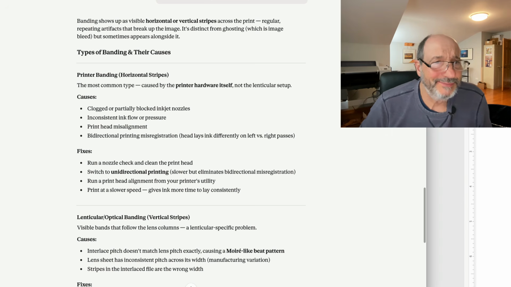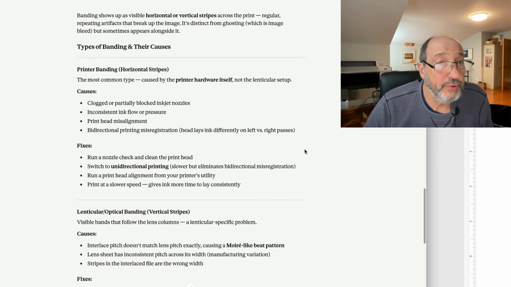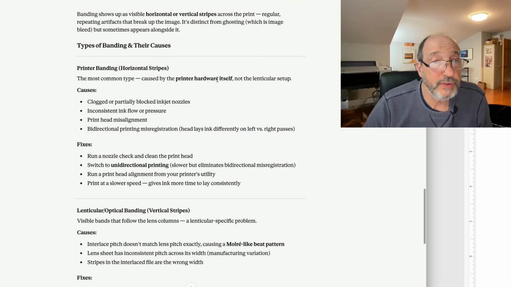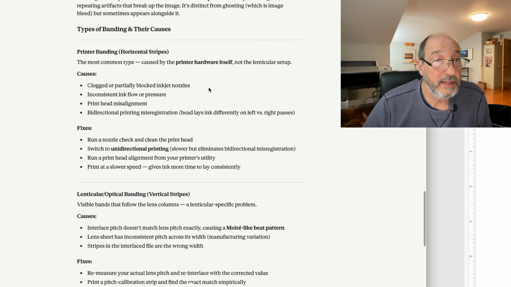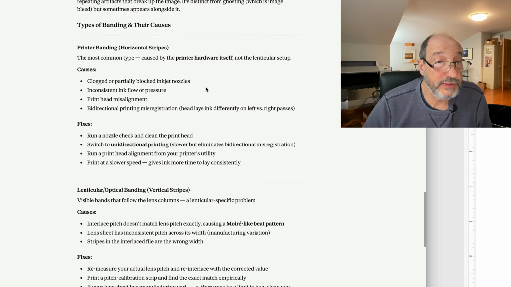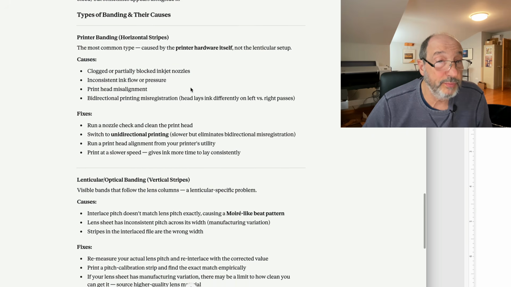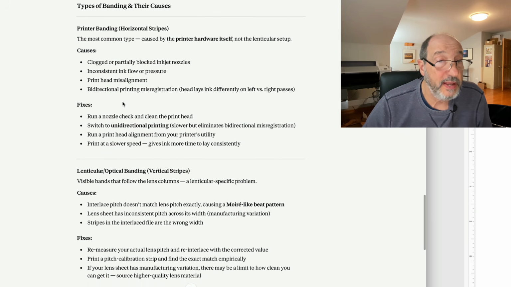That's kind of a crazy little answer. All right, printing banding, horizontal stripes. Most common type, caused by printer hardware itself, not the lenticular setup. Causes: clogged or partially blocked inkjet nozzles, inconsistent ink flow or pressure, print head misalignment, bidirectional printing misregistration, where the head lays ink differently on the left versus right pass.